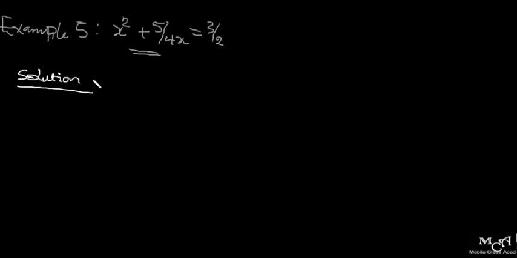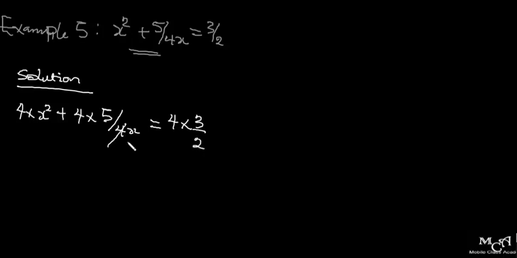Now, solution. If we look at this equation, we see that it is a blend of a whole number and fraction. So to make sure this equation is in the form of a quadratic equation, what we need to do is just to multiply this equation by 4 to get rid of all this fraction. So if we do that, we are going to have 4 times x squared plus 4 times 5 over 4x equals 4 times 3 over 2.